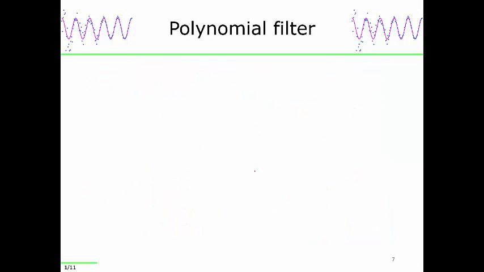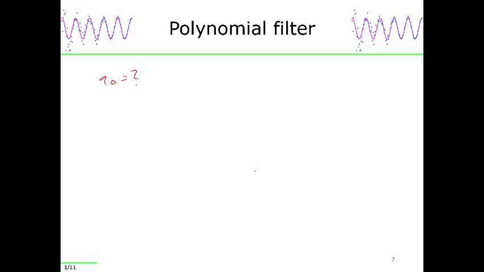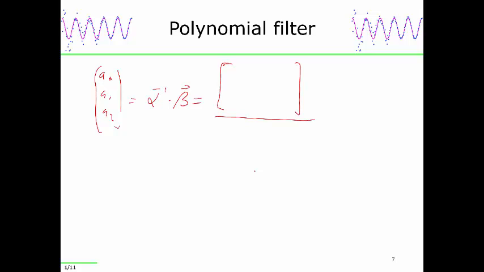Because now we have to say A0 equals what? Right? And how do we get there? We'll have to remember that A0 is going to equal, let's just do it this way. Let's go back a step and say A0, A1, A2 is going to equal alpha inverse times beta, right? Alpha inverse, we just figured out, summation of y times beta.